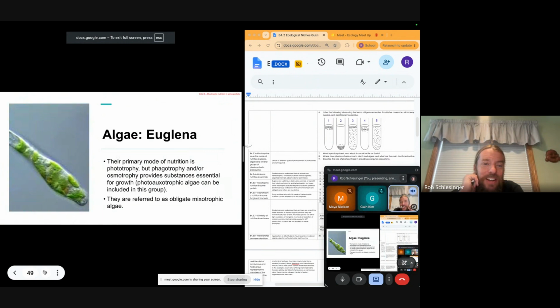Here's our friend, the euglena, as I mentioned before. So this is a good example of a mixotroph. Again, you can see the green pigment, so it's got chlorophyll, and it can undergo photosynthesis. But then it can also, like an amoeba, engulf things and then break them down. So it's called an obligate mixotroph.